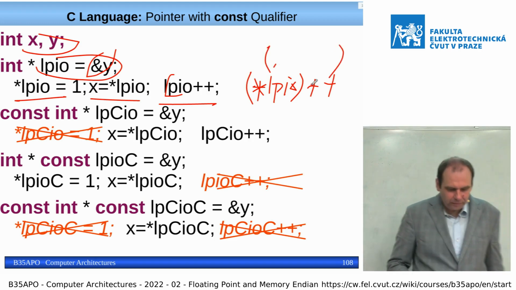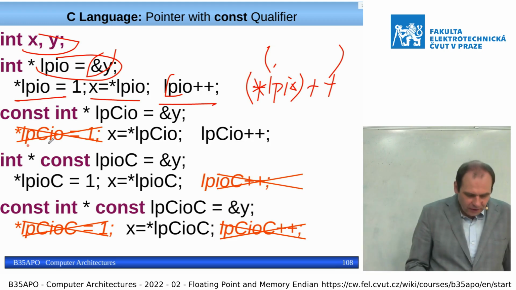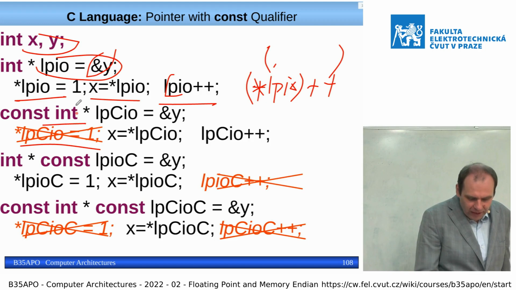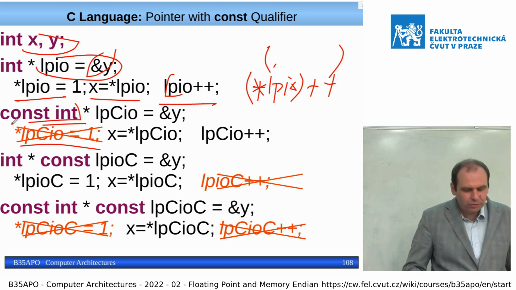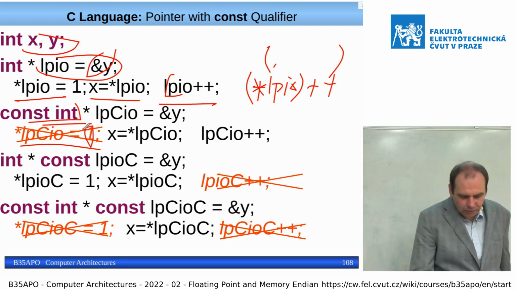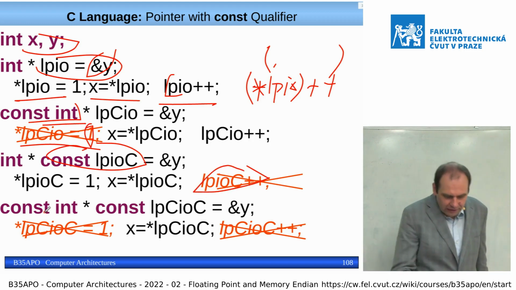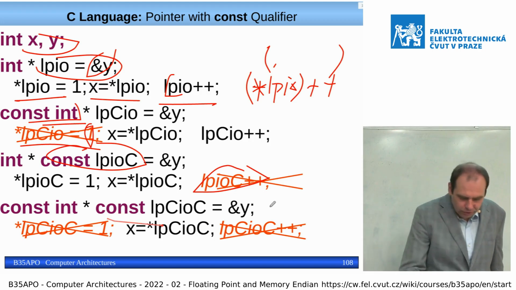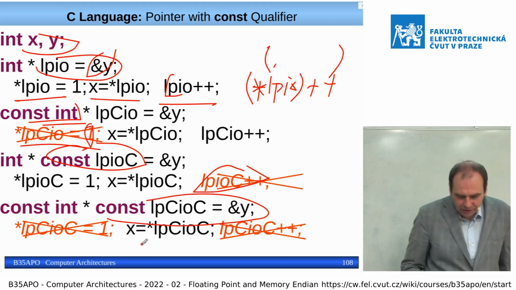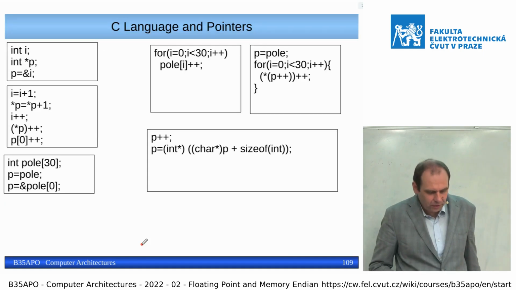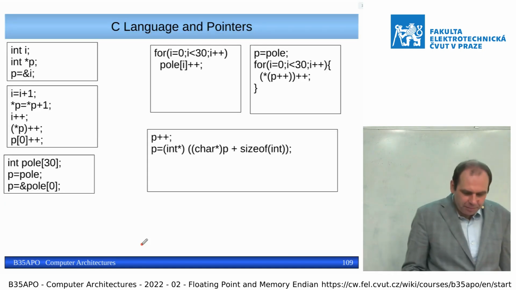value in the memory. And there are some rules: if we provide information that the pointer points to a constant value, we cannot try to rewrite it. It is not allowed. If we say that it is a constant pointer, then we cannot move to the next element. And if we say that it is a pointer to a constant variable and it is a constant pointer, then we can only read the value and cannot modify it at all. So these are some basic pointer arithmetic rules.